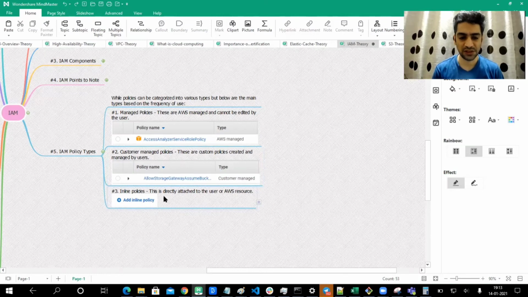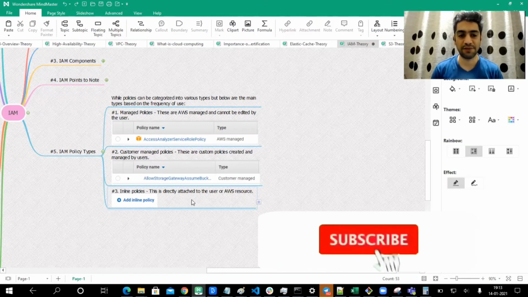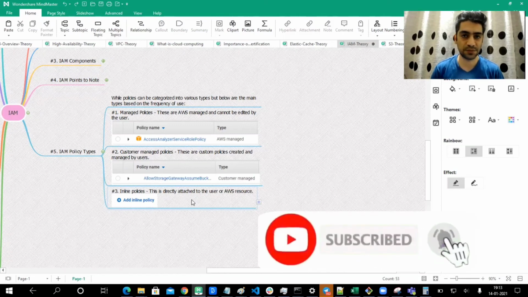Inline policy. This is directly attached to a user or AWS resource. Inline policies are a single policy which you can directly attach to a user or AWS resource. So you have both the options. Don't feel overwhelmed, because we will be discussing this in our demo sections, and we will also be discussing how to write the policy in our next section. It's just important for you to understand what our different types are, and we will get into more details in our upcoming lectures.